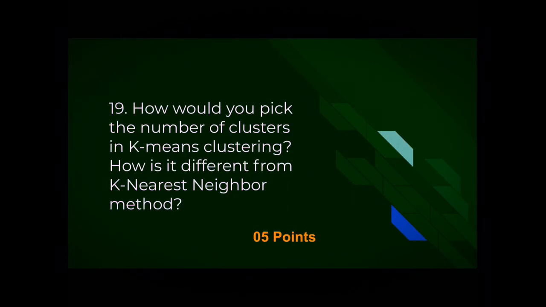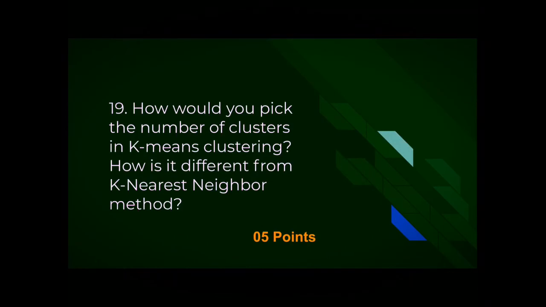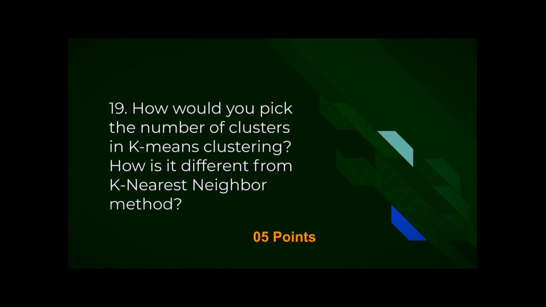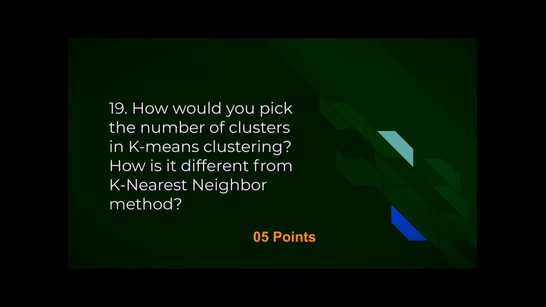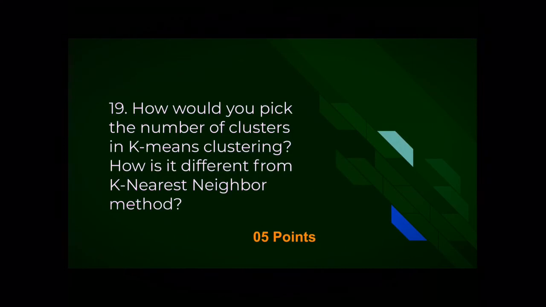How would you pick the number of clusters in a k-means clustering algorithm? And how is it different from the k-nearest neighbor method? Are they the same? Do they represent the same thing? Do they represent a similar machine learning problem? Are they different? It's a very straightforward answer. Give yourself 5 points if you know the answer.